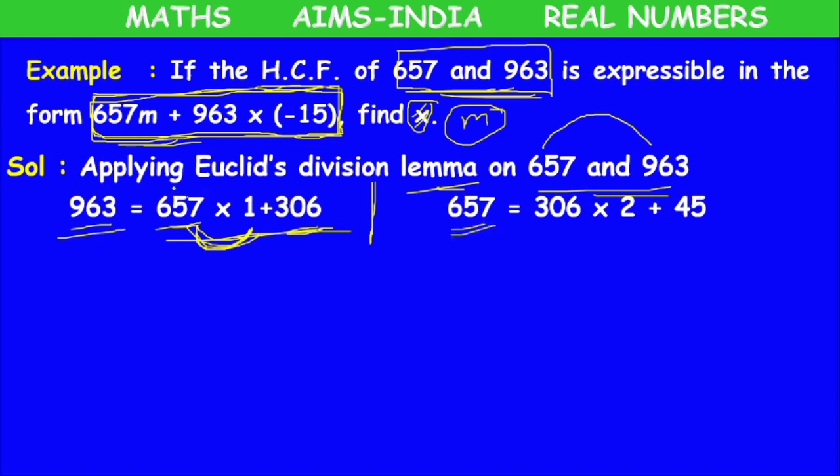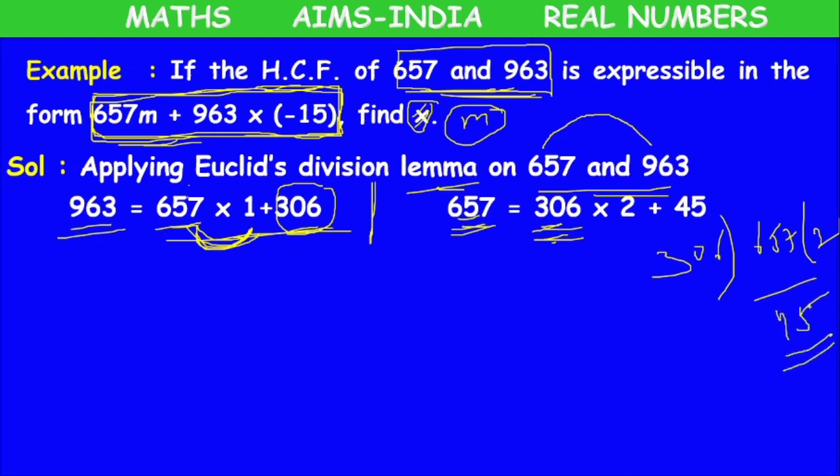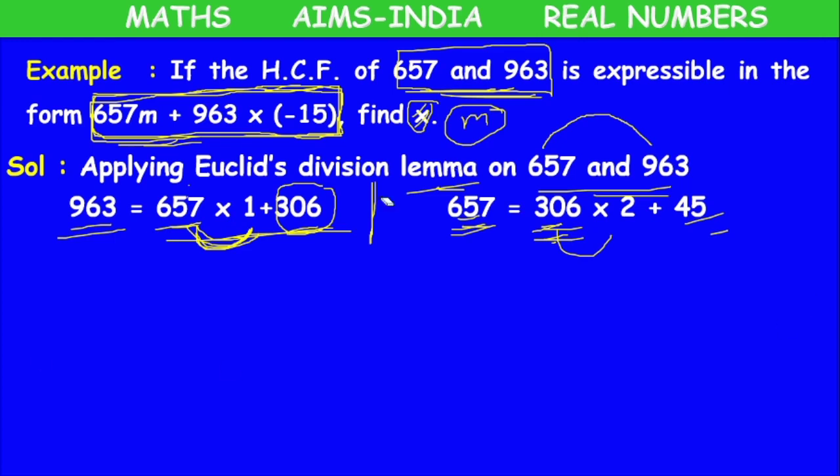657, this divisor will become the dividend. Remainder will become the divisor. 306 twos are, we will get some number. With 306, we have to divide 657, then 2 times, we will get a remainder 45. So 2 is the quotient, 45 is the remainder. This is the second step we have written using Euclid division lemma.